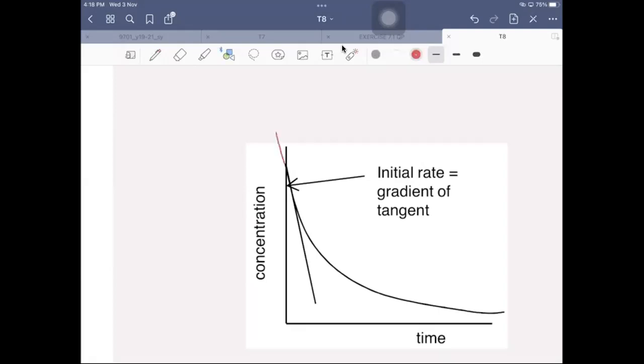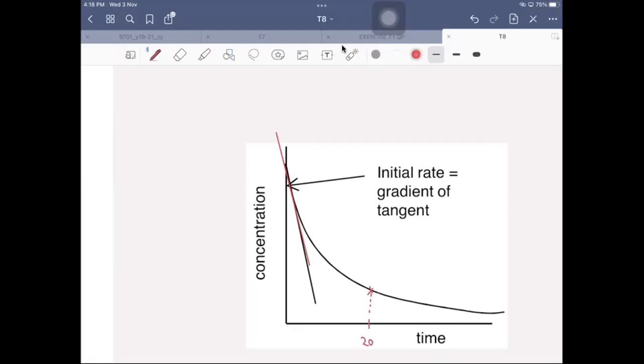I hope everyone knows what a tangent is, okay? So that is the tangent at t equals 0. Say this is maybe 20 seconds, okay? So that's 20 seconds at that point.